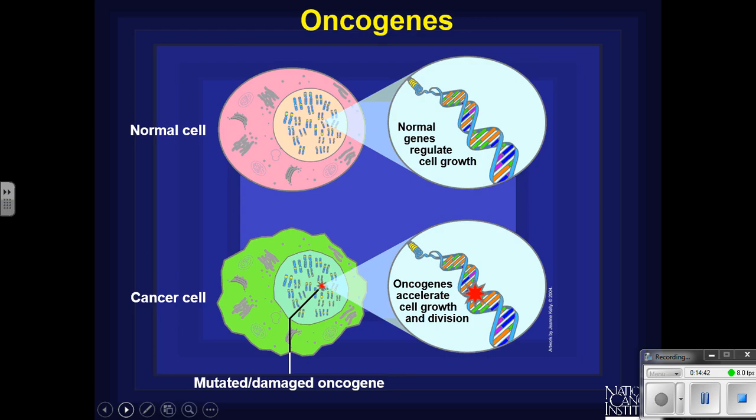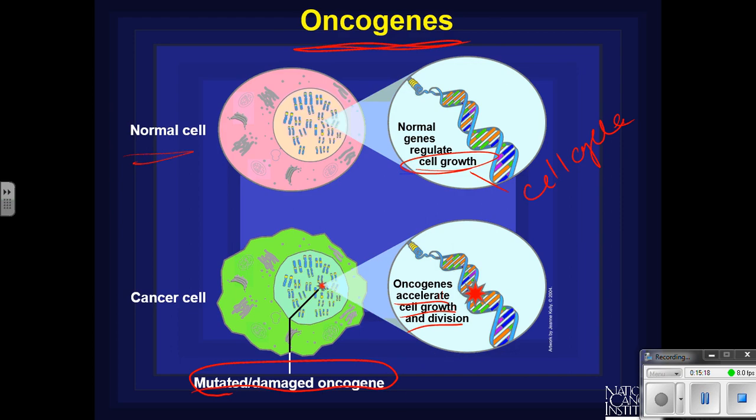So there's a couple types of genes that are of concern. One group is called oncogenes. In a normal cell, your genes are going to regulate the cell growth, the cell cycle. They're going to make sure that cells divide when they should and die when they should. Oncogenes are genes that are going to accelerate cell growth and cell division. They basically are going to keep that division going when it shouldn't go. So if you have a mutated oncogene, that's going to mean that the cell growth cycle is going to be affected somehow. It's not going to grow when it should or not grow when it shouldn't.